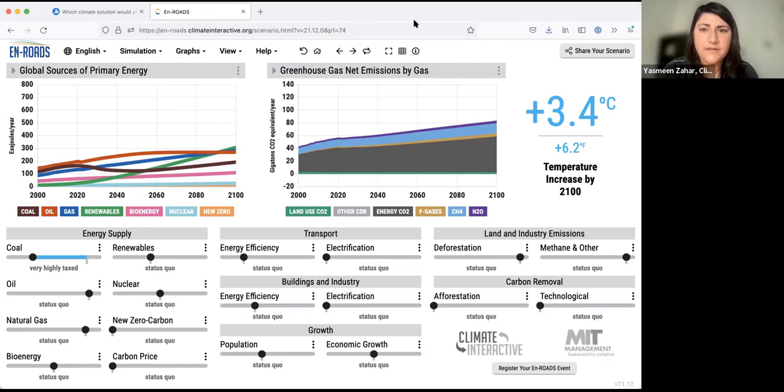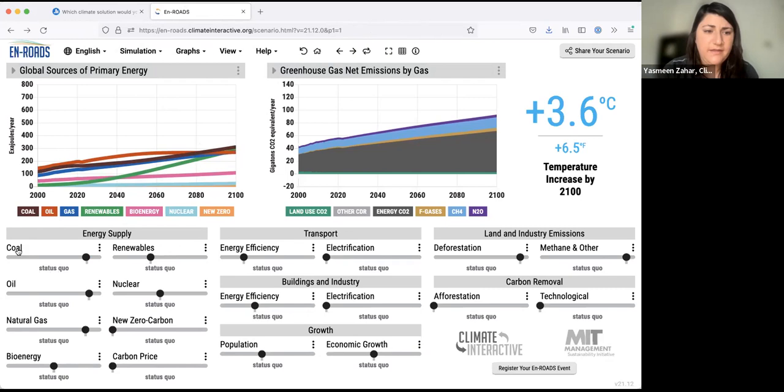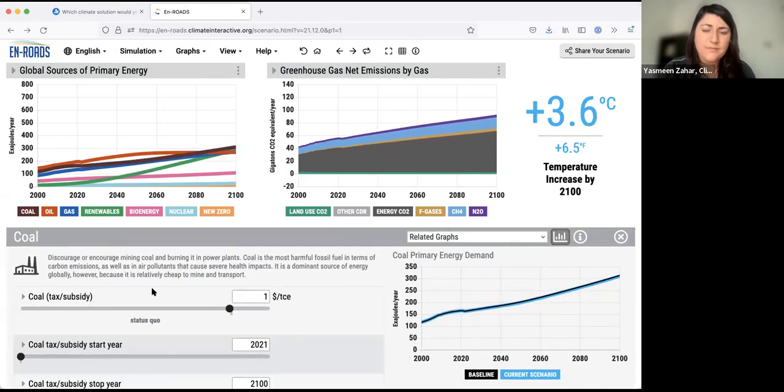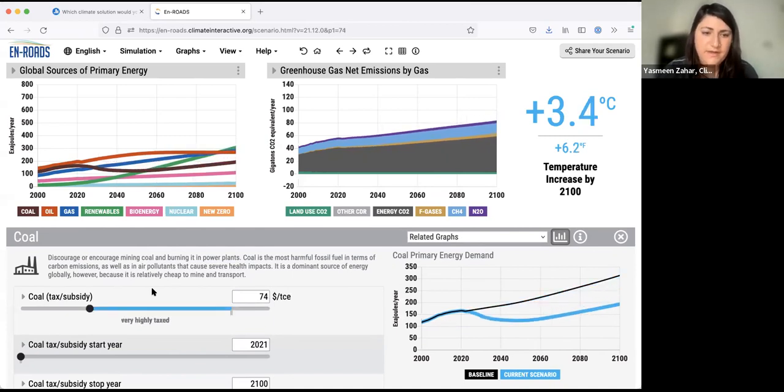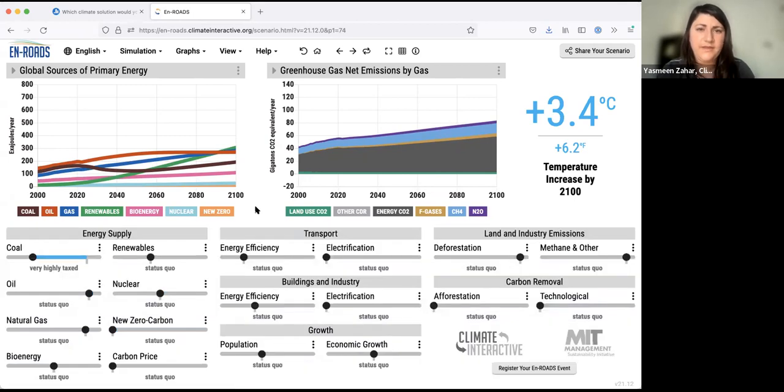And when we're looking, I see a question in the chat on the scale. Sure. So when we're talking about this, we're talking at a global scale. When we're looking at an example, which can sometimes be hard to quantify, but if you're looking for specific numbers, a very high tax would be something along the lines of $74 per ton of coal equivalent. Some of those mean a bit less to people than others. Some of these might be a bit easier to quantify, but this would be a tax or anything that is increasing the price of coal.